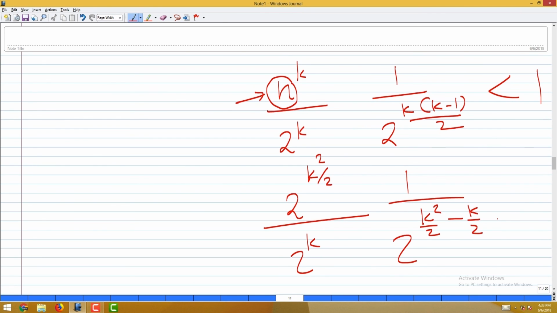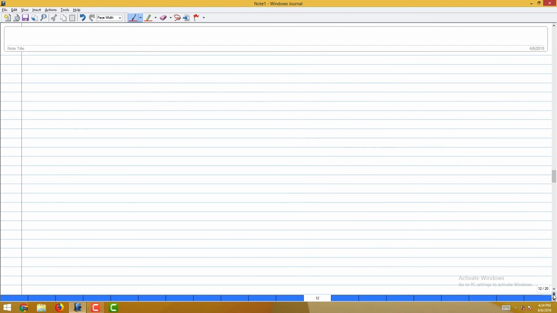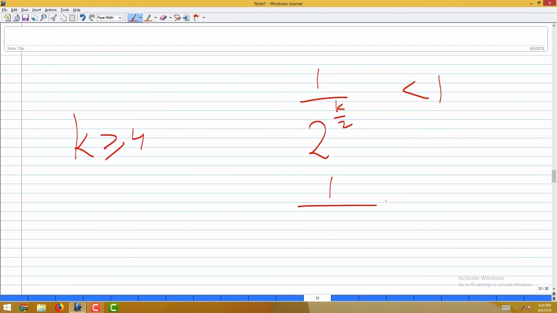I want to check for n equal to 2 raised to k by 2 whether this is working or not. Then this will cancel, and we get 2 raised to k minus 2, and 2 raised to k minus 2. So, finally, this will turn out to be 1 by 2 raised to k by 2 is less than 1, which is what we want, and I already assumed k greater than or equal to 4. This only requires that 1 by 2 raised to 4 by 2, which is 2, right.